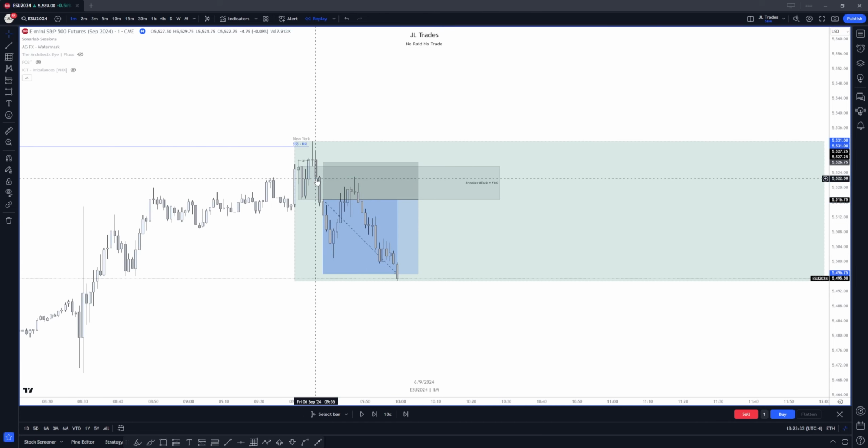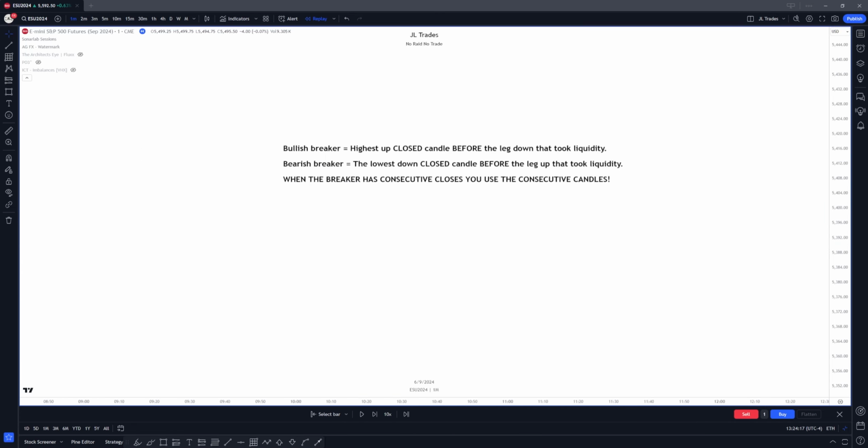So that's a bearish example, guys. This is really important. You need to remember, in a bullish breaker, you want to mark out the highest up close candle before the leg down that took the liquidity that created the stop hunt. And in a bearish breaker, it's the opposite. You want the lowest down close candle before the leg up that took the liquidity. When the breaker has consecutive closes, you use the consecutive candles, guys. That is the most important thing. I would also mention, if it goes 2R before giving you an entry, I would take your limit orders off. That's just something that I do.